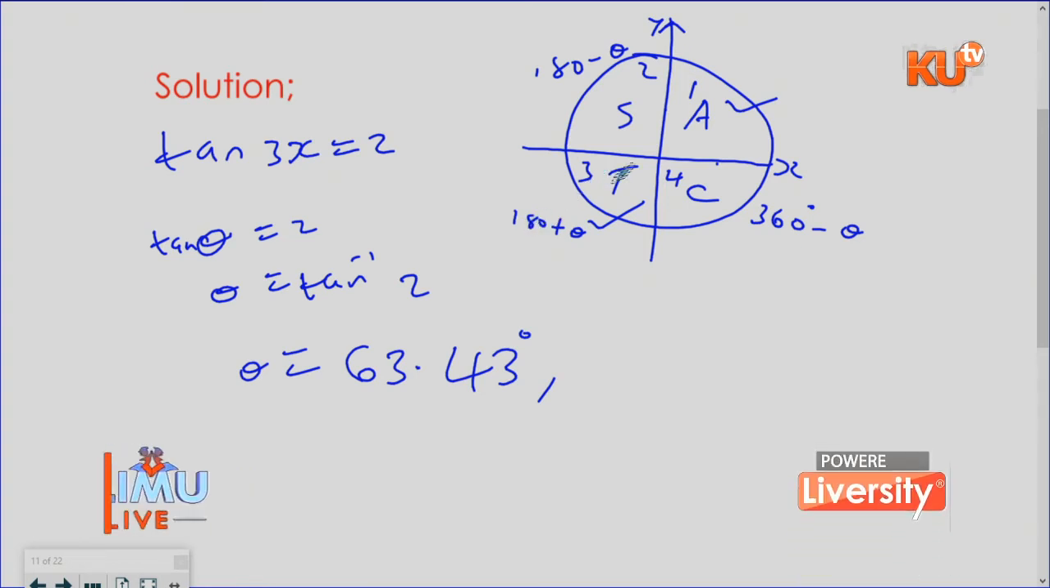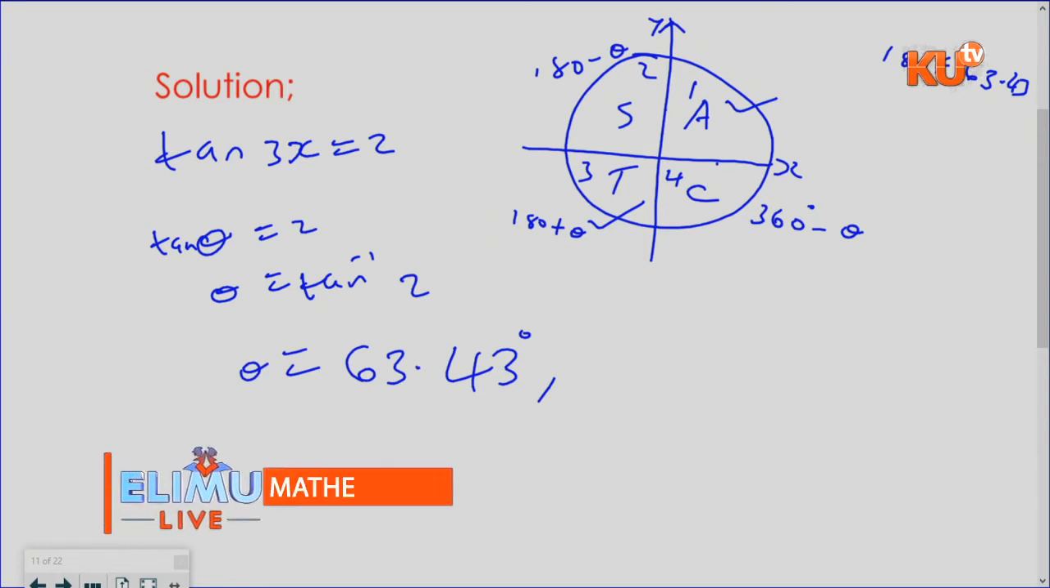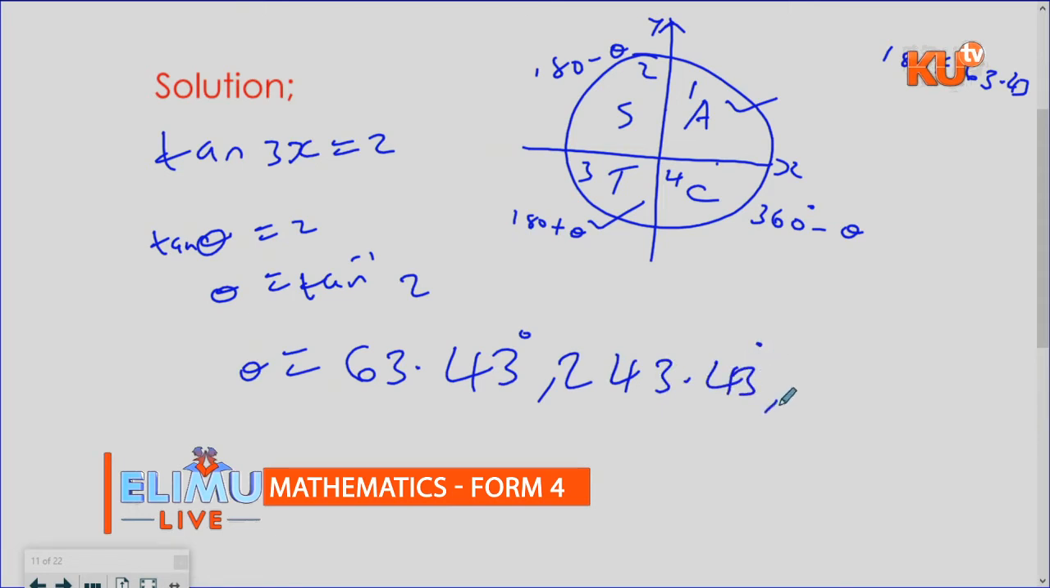The third quadrant, how do you get the angle in this particular quadrant? It's 180 plus theta. So you'll have 180. You can even do it from somewhere else. 180 plus theta. Our theta here is 63.43. So you can do that one very quickly, learner. 180 plus 63.43. So this will give us 243.43 degrees. Very good, learner.